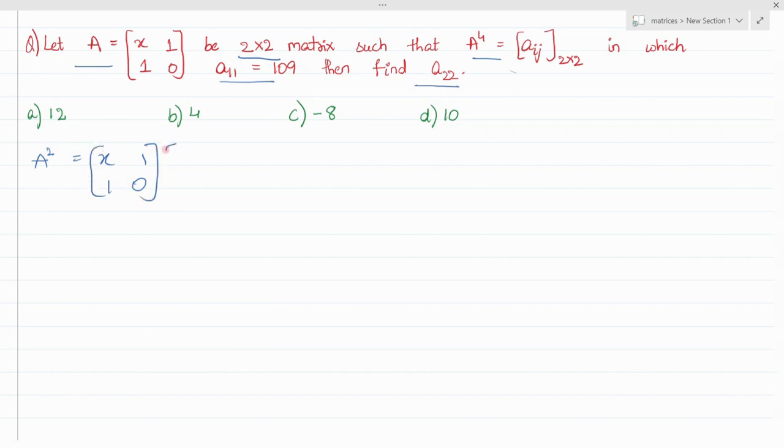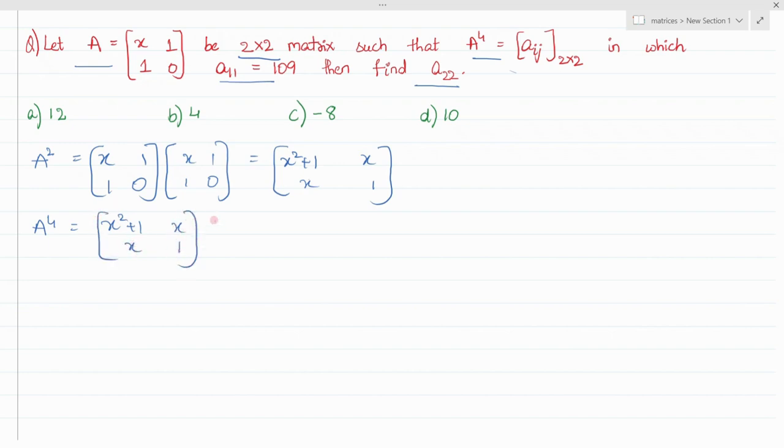Just multiply A elements. Matrix multiplication is possible and we'll get x square plus 1, x, 1. To get A power 4, multiply A square into A square. Now you'll get x square plus 1 whole square plus x square. And here these entries are not required, so it's better to leave it like that. And here it becomes x square plus 1.